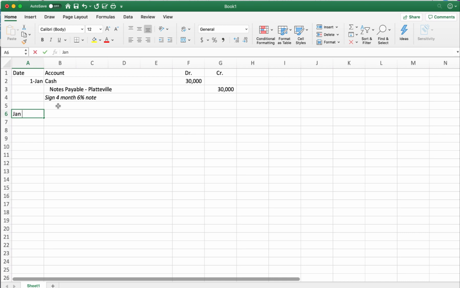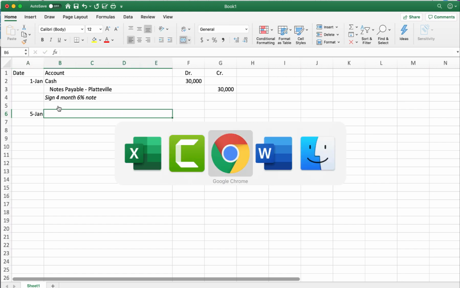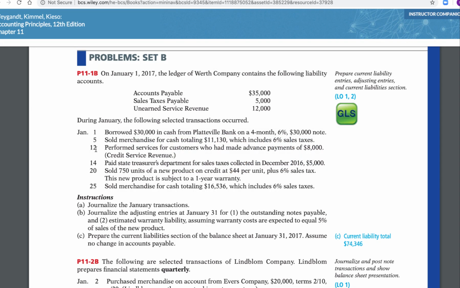So the next journal entry we have happened on January 5th. And it says we sold merchandise for cash totaling $11,130, which includes 6% sales tax. So we have a sale here, okay? We sold a bunch of merchandise. We collected sales tax on this, okay?